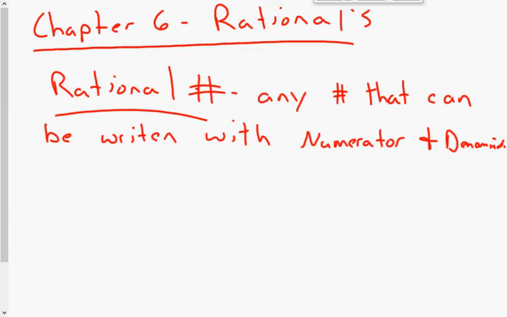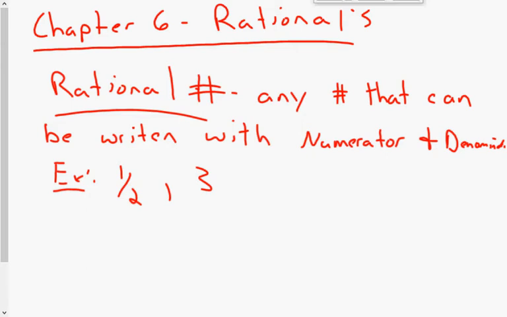So examples of rational numbers. The obvious of all, 1 over 2. That's a numerator and denominator. Another example, the number 3. Yeah, right, it's 3 over 1. Rational numbers can be written as a ratio. That's like the only trick I know to remembering what a rational number is.